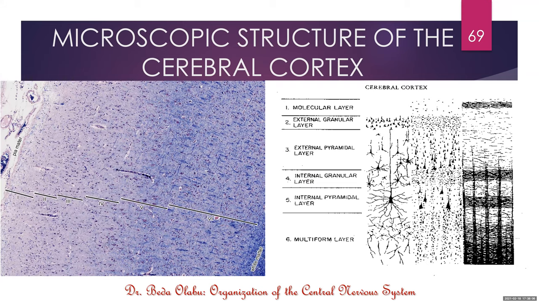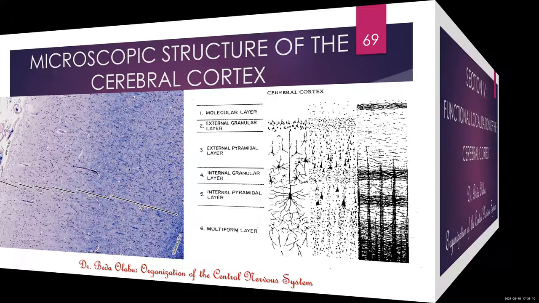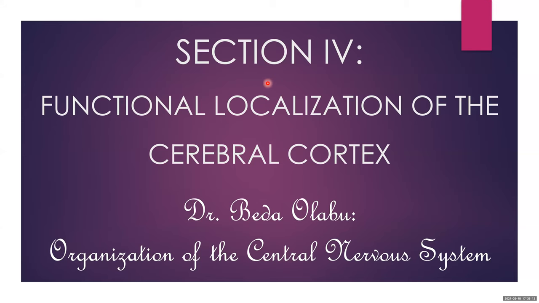Thank you very much. That's the story of how the brain is divided. Our next topic will be functional localization of the cerebral cortex, which means we'll be looking at which part of the cerebral cortex performs which function. I'll stop there for today.